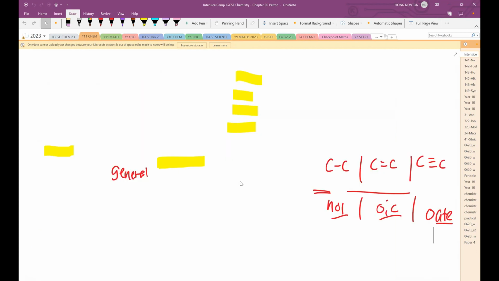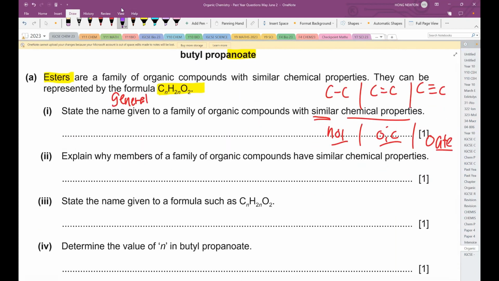So our answer is very simple: homologous series. Again, I test you: how many homologous series do we talk about? 6. Alkane, single carbon bond. Alkene, double bond. Alkyne, triple bond. Alcohol, no. Carboxylic acid, OIC. And OATE is ester.